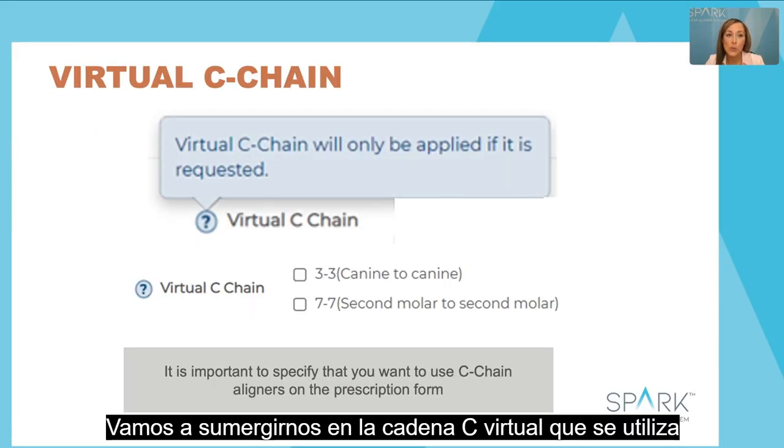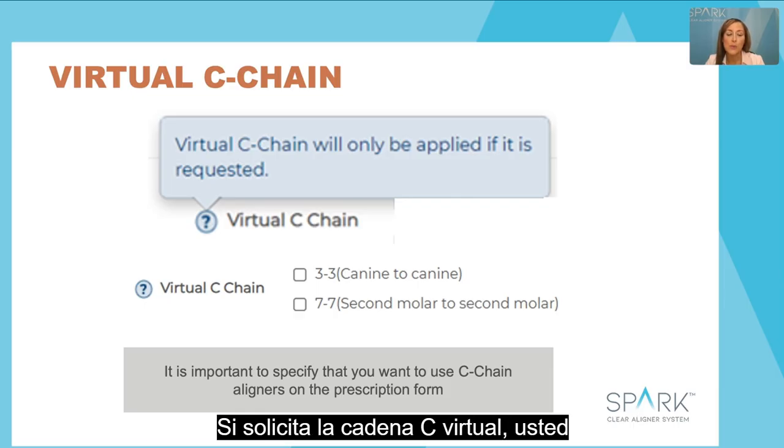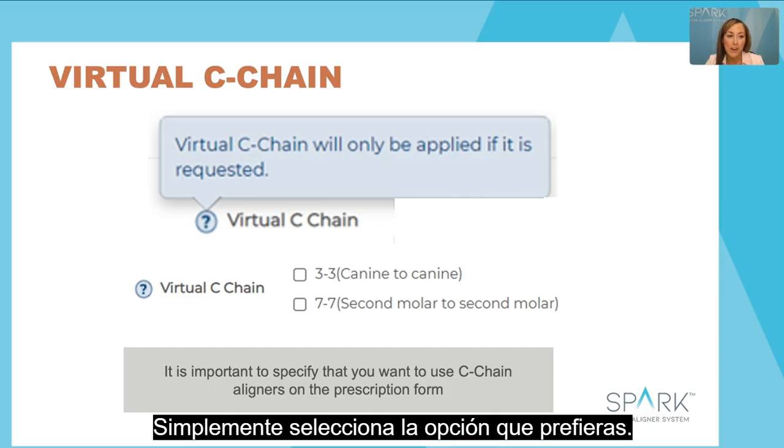Let's dive into the virtual C-chain, which is used to tighten the contacts at the end of treatment. If you request virtual C-chain, you will receive 3 additional aligners at the end. And you have 2 options. The first is 3 to 3, canine to canine. The second is 7 to 7, or second molar to second molar. Simply select the option you prefer.